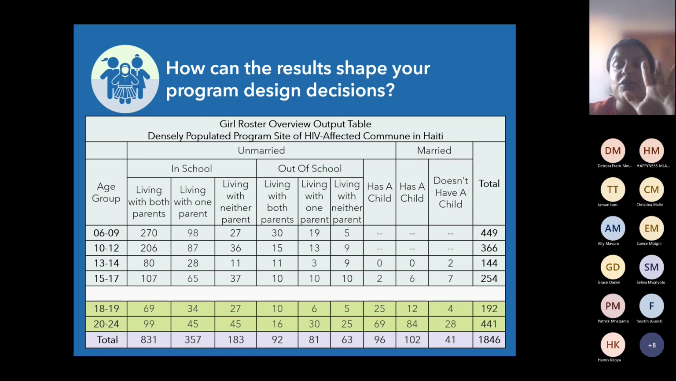Now, how can the results shape your program decisions? I'm just going to show you some of the observations we made when we did this in an HIV-affected community in Haiti. First, we noticed that there's a high number of girls married and with children in this program site. So, especially because this organization was interested in HIV, girls and young women who are at risk of HIV, they were very keenly interested in this population, girls married and with children, because the risk for HIV increases with both of those things.